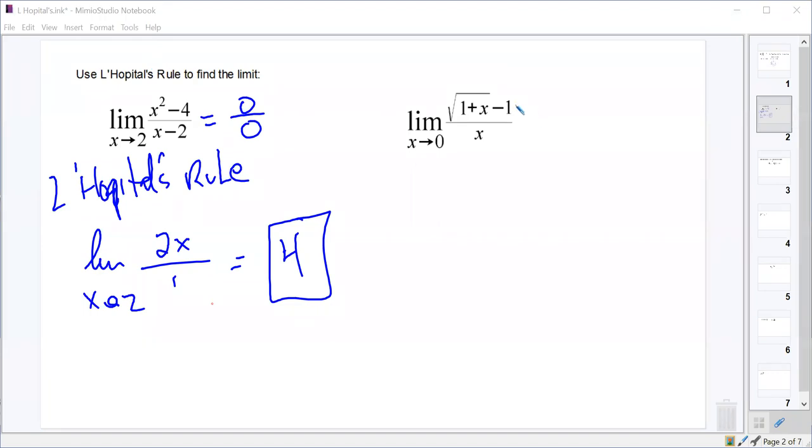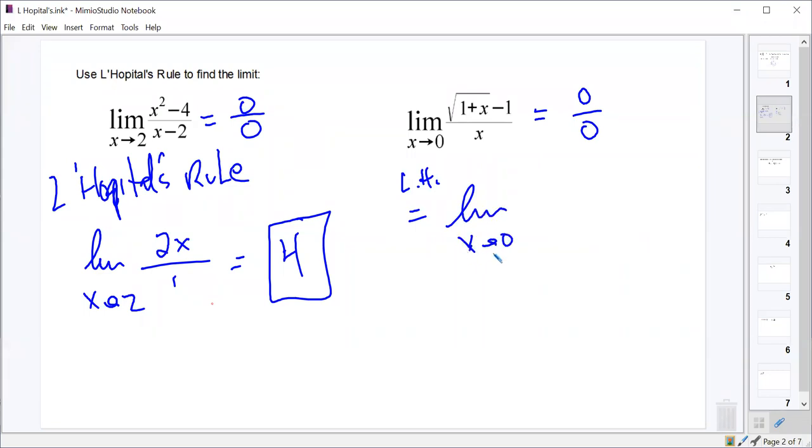What about this one? What are we going to do? Plug in the 0? And what do we get if we plug in the 0? 0 over 0. Okay. And then we should be able to use L'Hopital's rule. Now, you need to write it out. I'm not going to fully write it out. But if you just abbreviate it like this, they don't count that. But I'm going to do that. So make sure you write it all the way out.